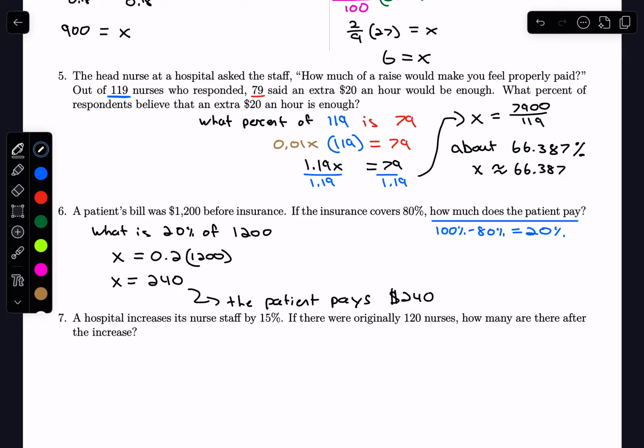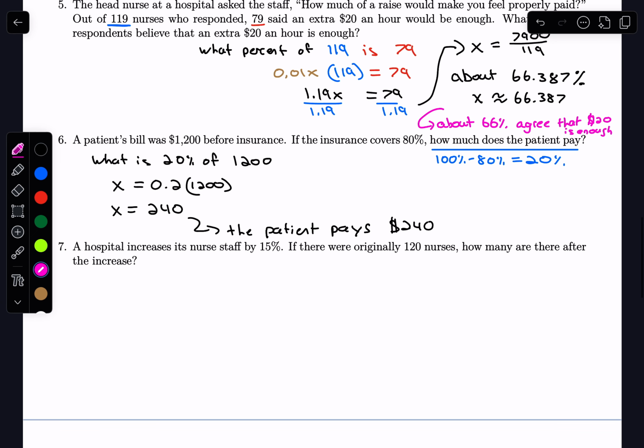And just to be clear on number 5, I could answer in words that the percent of respondents that agree that $20 is enough is about 66%. So I'm going to clarify that up at the top here. We would say about 66% agree that $20 is enough. Okay, for our current one though, number 6, 240 tells us that the patient pays $240.